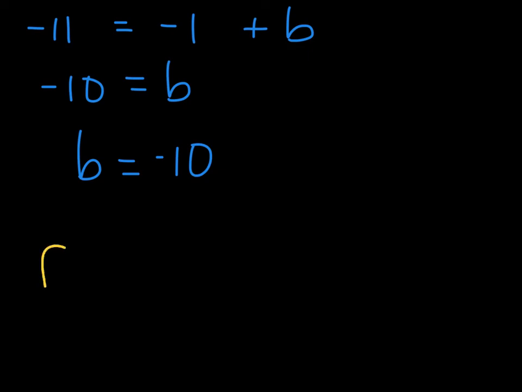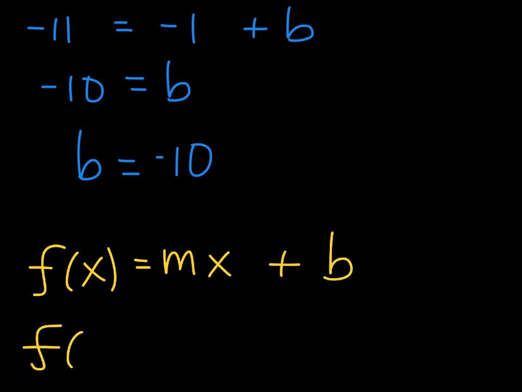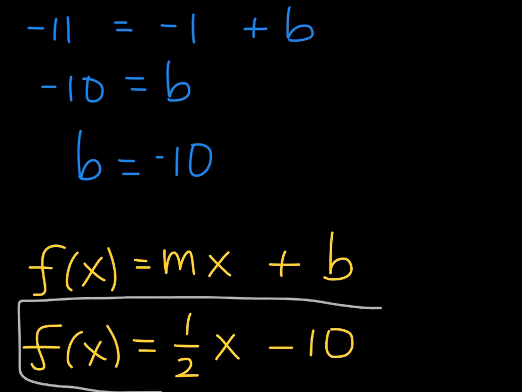F of x is equal to mx plus b, right? So our final answer is f of x is equal to, our slope is 1/2, times x, which is your input, minus 10. -10 is your y-intercept. We had to find that.